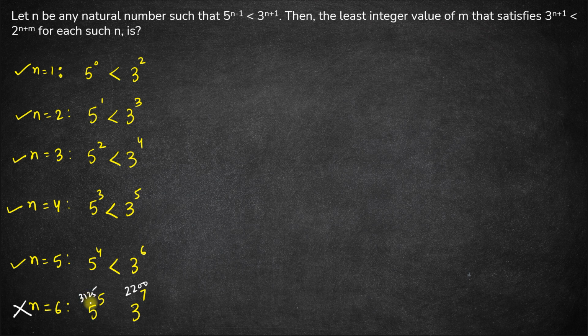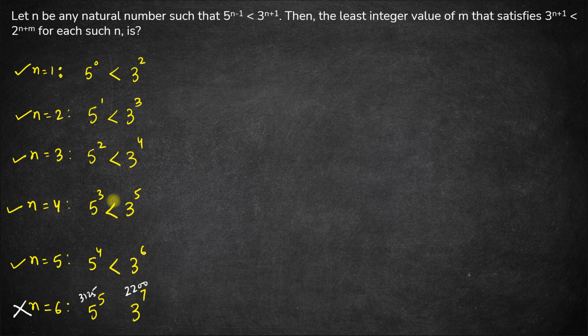And if you go ahead to higher values of n, the left hand side is increasing at a greater speed. For every increase of n, the left hand side is getting multiplied by 5 and the right hand side is getting multiplied by 3. So the left hand side is increasing faster than the right hand side. If the left hand side is already greater, then for further values of n, the left hand side will always be greater than the right hand side. So we get only these 5 possible values where the left hand side is less than the right hand side. These are the 5 values that n can take.